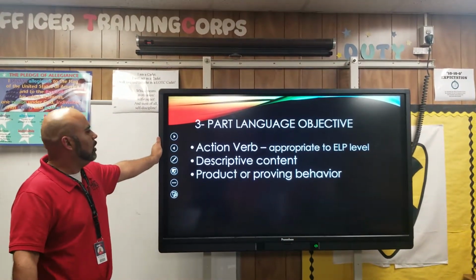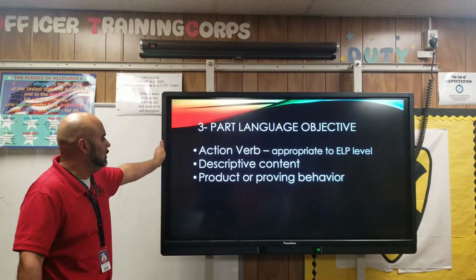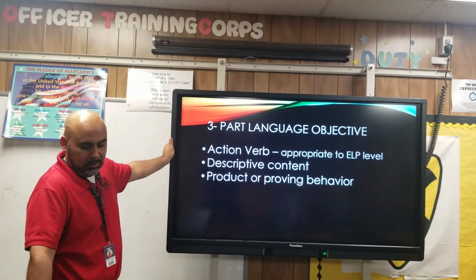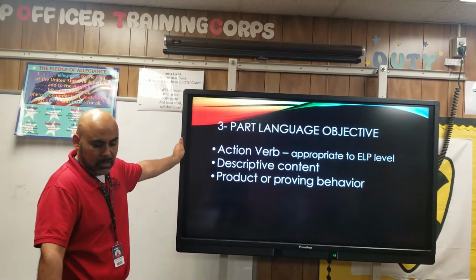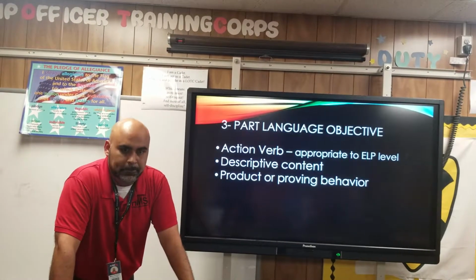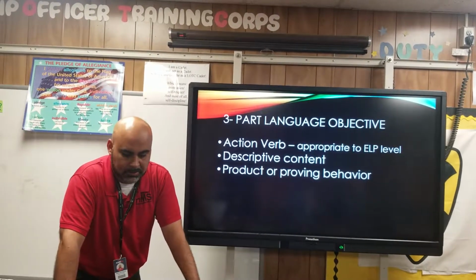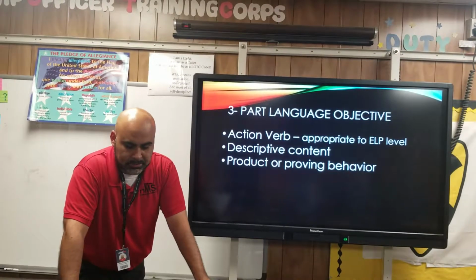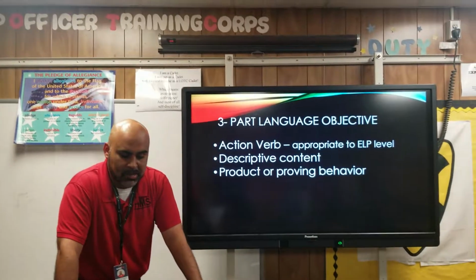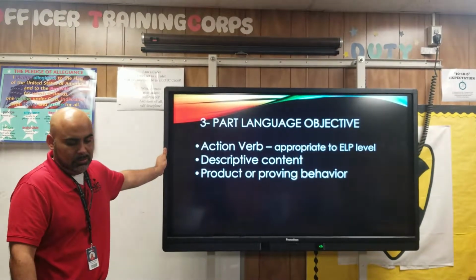Three-part language objective: action verb, appropriate level, descriptive content, product or proving behavior. Just as the content objective has three parts, the language objective does as well. Content objectives are what students need to learn about the content topic. We used to say content objectives are what and language objectives are how. Thinking of language objectives as the how tends to result in language objectives becoming activities instead of measurable outcomes.